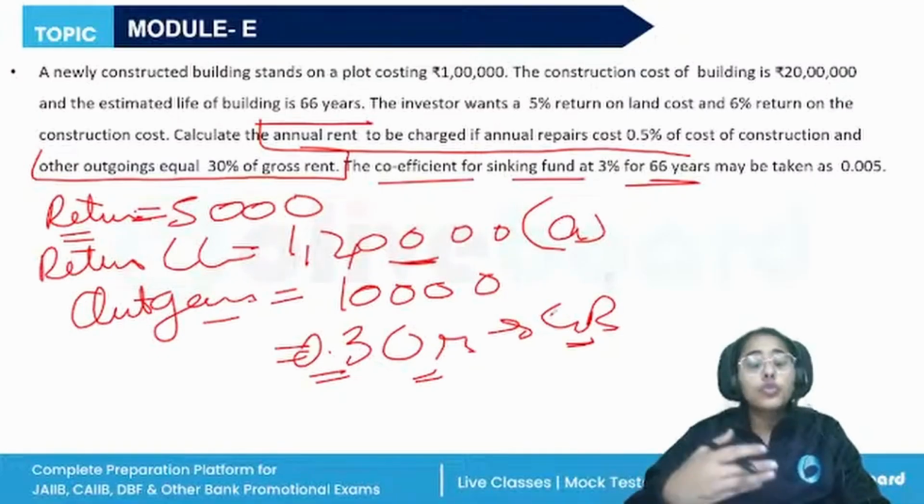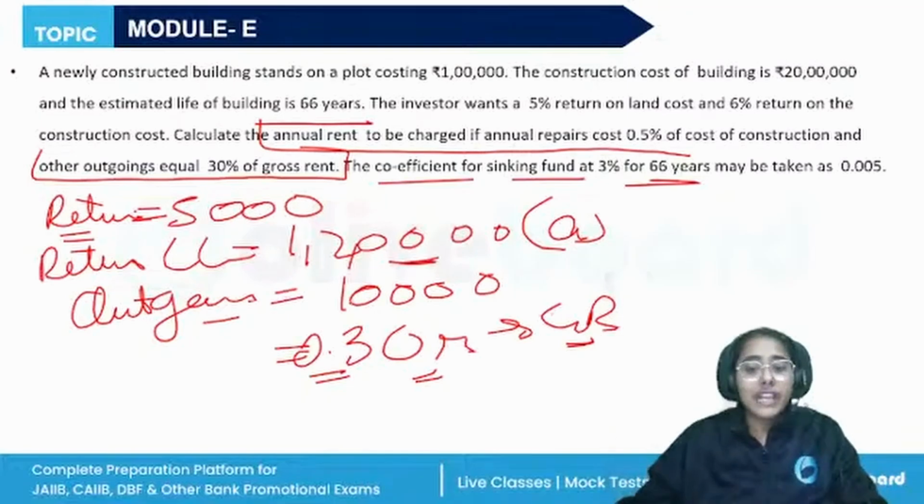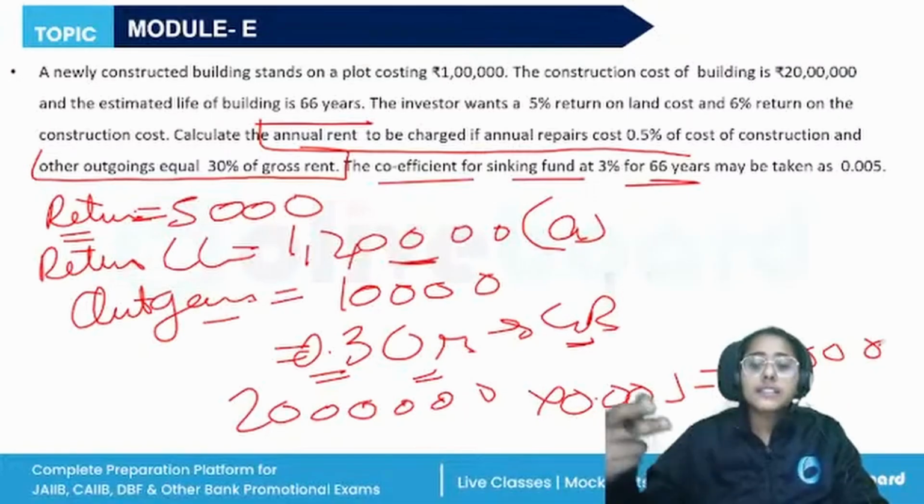The amount towards sinking fund. How will we calculate the amount towards sinking fund? It is given 0.005 in the question itself. So multiplying 20 lakh with 0.005, what we will get? We will get 10,000 rupees. Hence, the net income will be R minus 0.30R minus 20,000.